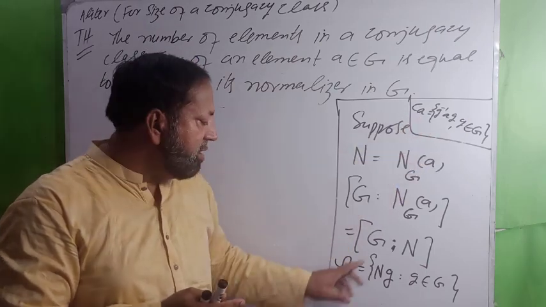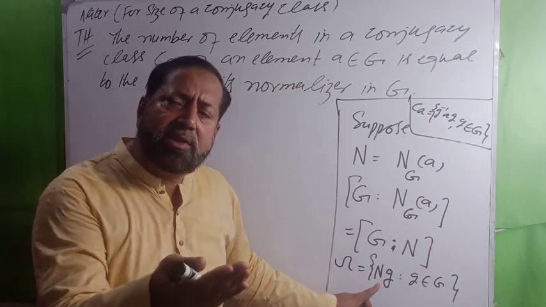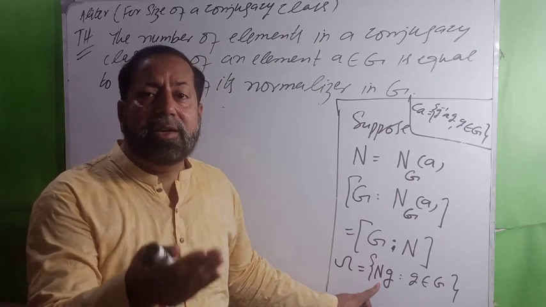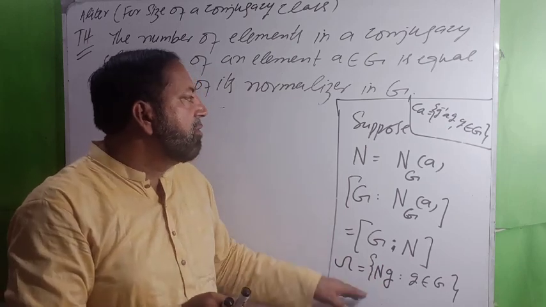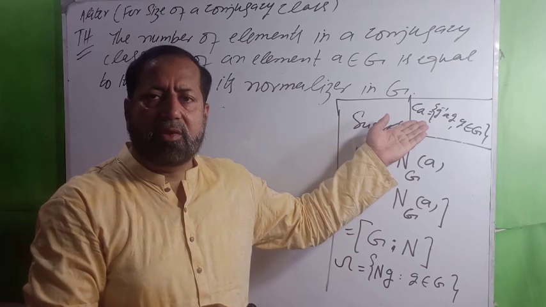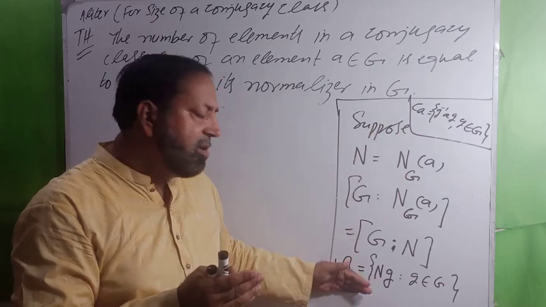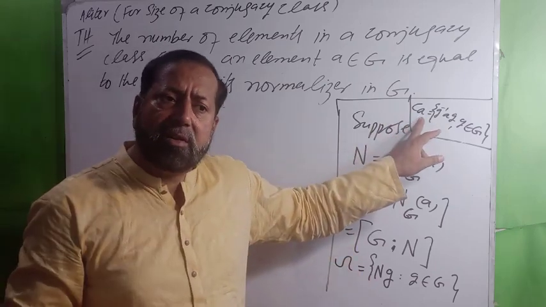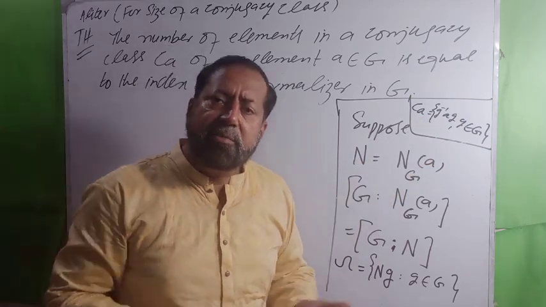But the number of elements in omega is in fact the number of right cosets. And what is the number of right cosets? In fact, the index of the normalizer. So the index of the normalizer would be equal to the order of this conjugacy class. And from here you can deduce that since the index always divides the order of G, the order of a conjugacy class will also divide the order of the group G. It's a very simple conclusion.